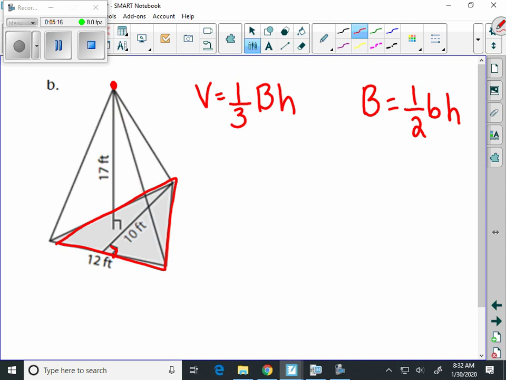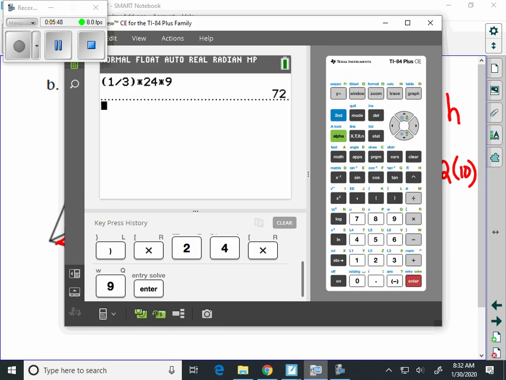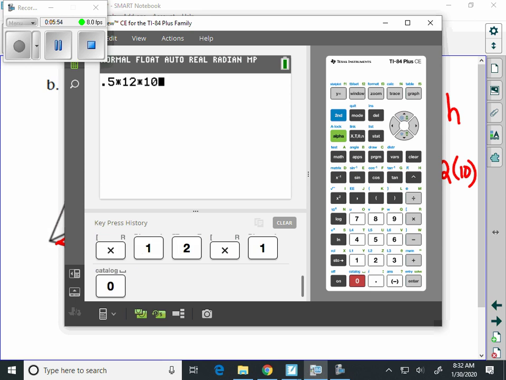But when we fill this in, then to find the area of the entire triangle, it's going to be 1/2 times the base, which is 12. There's the base. And our height of that triangle is 10. See how it hits at that right angle right there? And then we're going to type that in to find the area of the base. I like to use 0.5 for 1/2, and you can still use 1/2. But 0.5 times 12 times 10 gives us the area of the base.